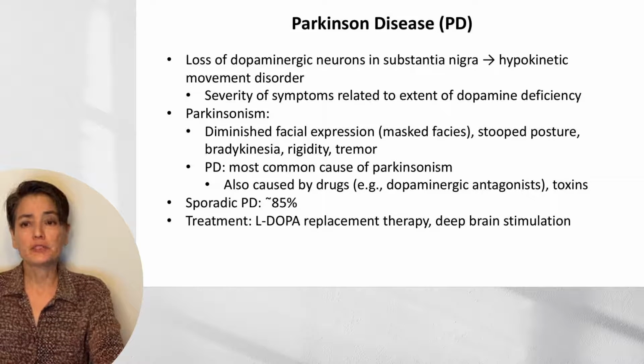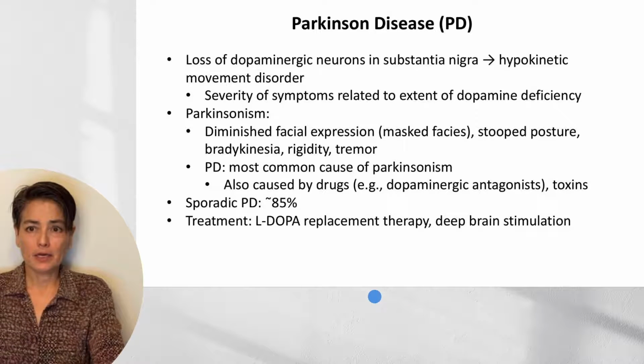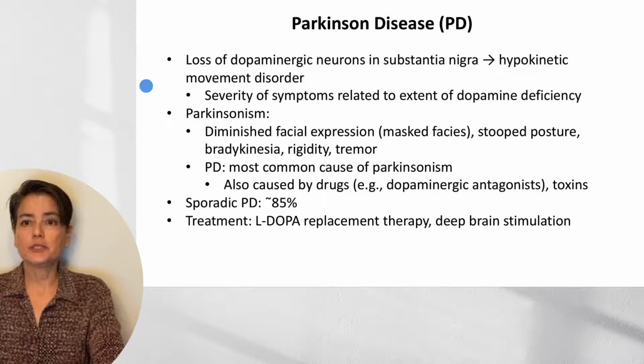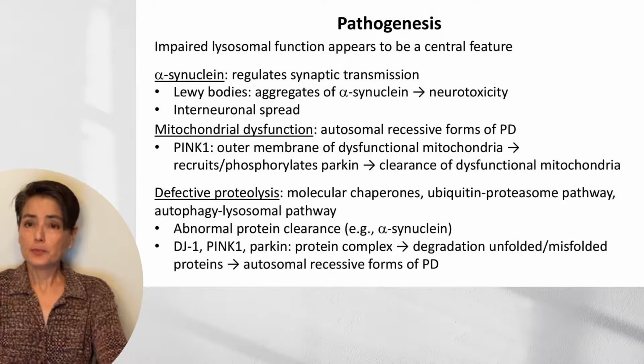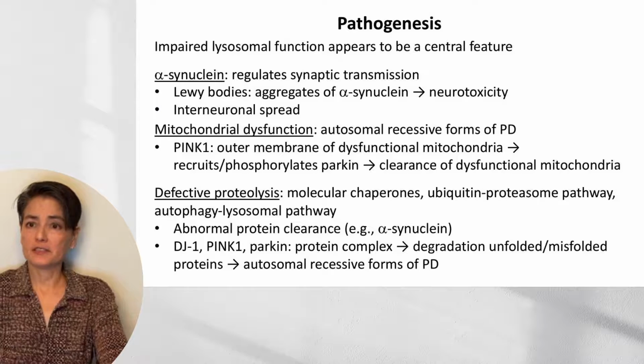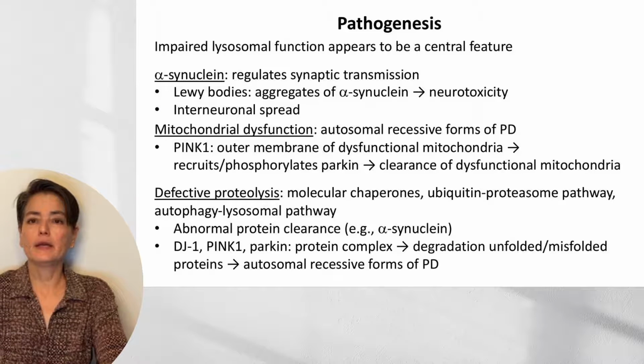However, it is a familial disease that has really helped us to understand the pathogenesis. Because our lesions are due to a decrease in dopamine, treatment includes L-DOPA replacement therapy as well as deep brain stimulation. This brings us to the pathogenesis of Parkinson disease, which is quite complicated. It is believed that impaired lysosomal function is a central feature.